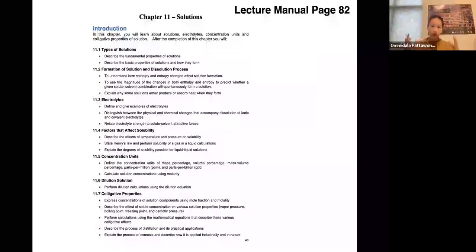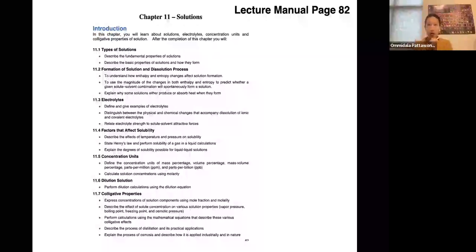What we are going to focus our attention on is, more specifically, the solution. We're going to look at the types of solution, the formation of solution, the units that come with it, and also the properties. And also other factors that affect the solubility of a substance.